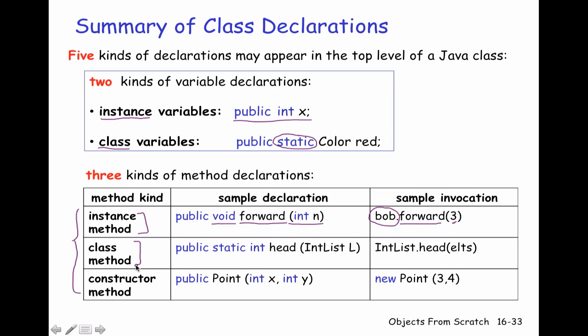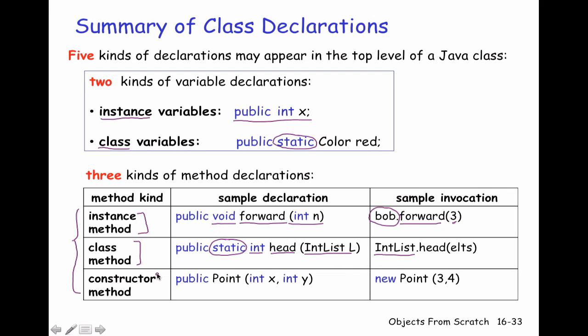Class methods are similar to instance methods, except they are denoted by having the keyword static. Like instance methods, they have a name and a return type and parameters. And the difference in invoking a class method from an instance method is that when we invoke a class method, we also use dot notation, but the thing to the left of the dot is the name of a class as opposed to being an expression that denotes an instance of the class. So here, intlist.head is a class method that we are invoking from the intlist class.